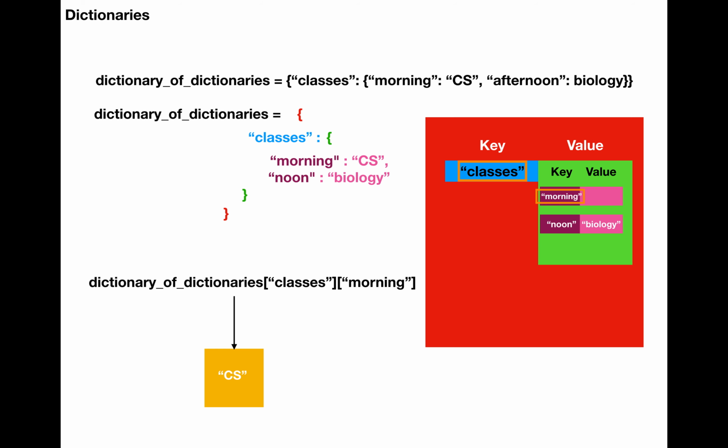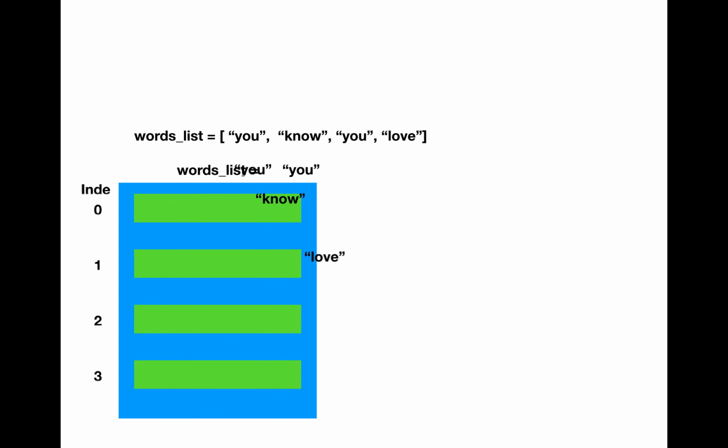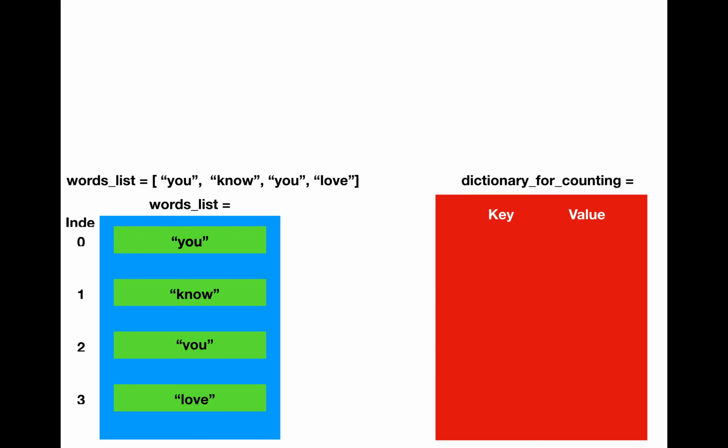Now, let's look at how we could use dictionaries to be able to count different words from a list. So again, we have this list, and in this list we have strings, and we want to go through all of the strings in this list, and we want to count how many times each string appears in this list. Now, this would be a great use of a dictionary.